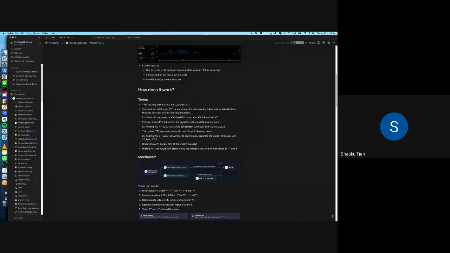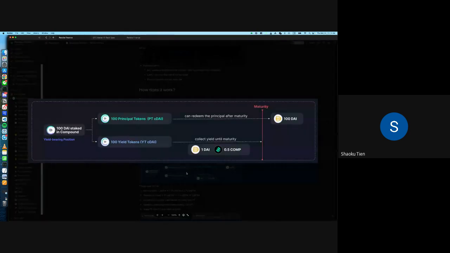Hey, Nicky, sorry. Is there a maturity deadline? Because there is a line on the diagram, but it also says that people can redeem whenever they want to. So, is there a maturity or no? Sorry, can you repeat again? What do you mean? Is the yield token locked until maturity, or is this line just for demonstration?